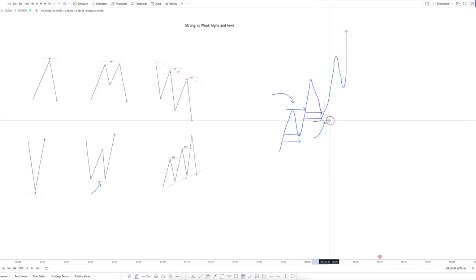Okay, or protected, or strong. All right. Now, how do you take advantage of this? How do you take advantage of strong highs, weak highs, strong lows, and weak lows?